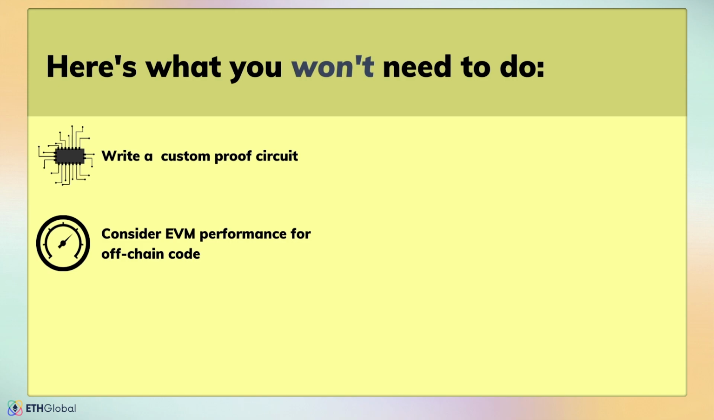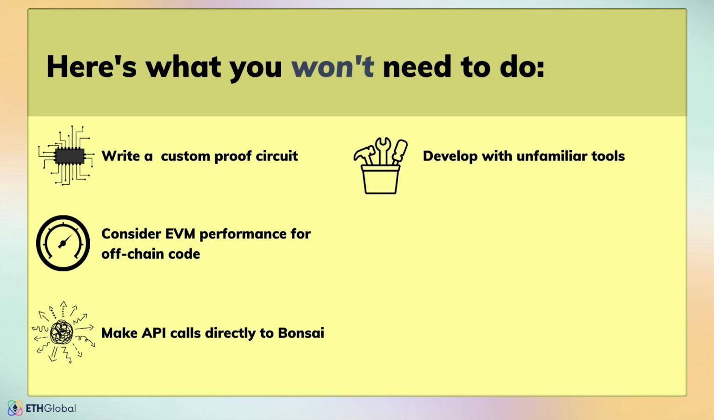You can just go ahead and make sure you're writing, I mean, you still do have to care about performance, but you're trying to write good Rust. And you're not running this inside of the EVM. You're running it inside of a general purpose virtual machine that, for our purposes, you can think of as just being a coprocessor, an off-chain coprocessor. You also won't need to make API calls directly to Bonsai. So for this particular kind of project, you can leave the calls to our relay and we'll handle it for you. So you also don't need to develop with unfamiliar tools. A lot of you will be familiar with Foundry.